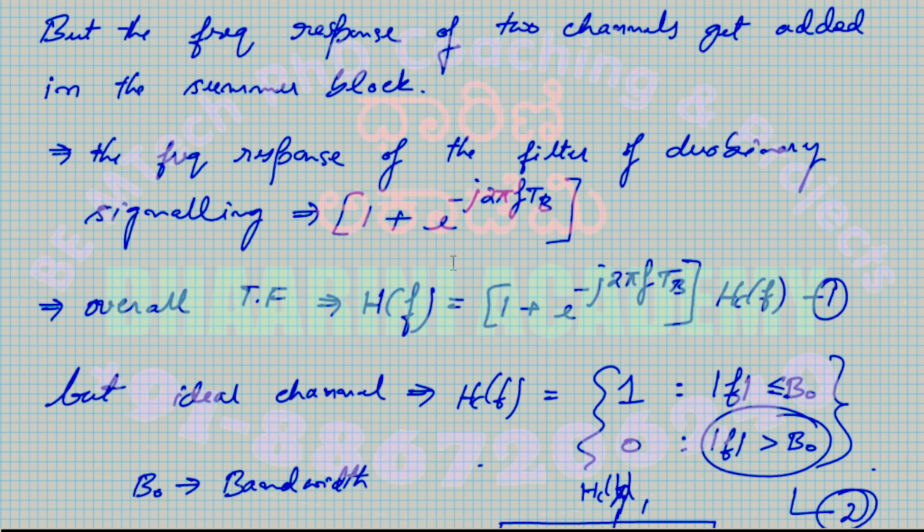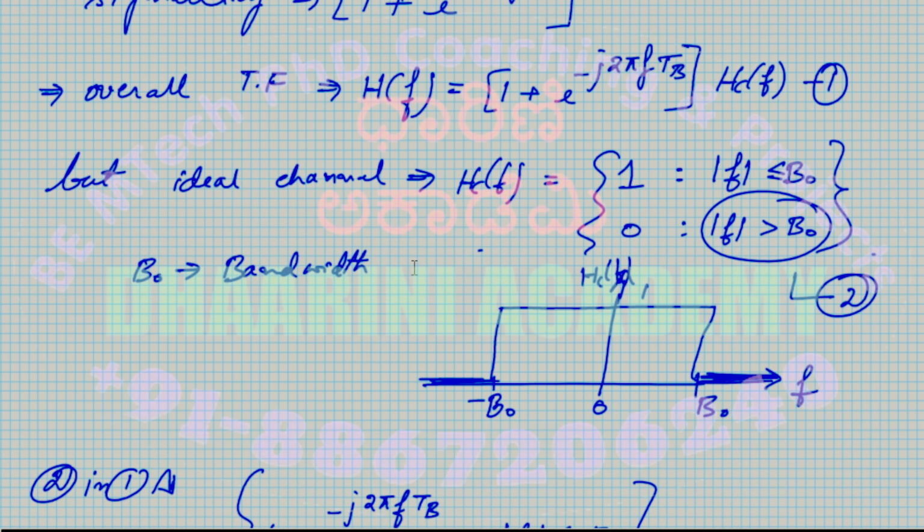Using that, now we'll write the total system. The overall transfer function can be written as H of f equal to 1 plus e to the power minus j 2 pi f TB, into Hc of f. As of now, Hc of f is ideal, but whenever you change it, that Hc of f will come here and you can multiply. So we are trying to make this discussion as general as possible. Right now we have used Hc of f, which is ideal.